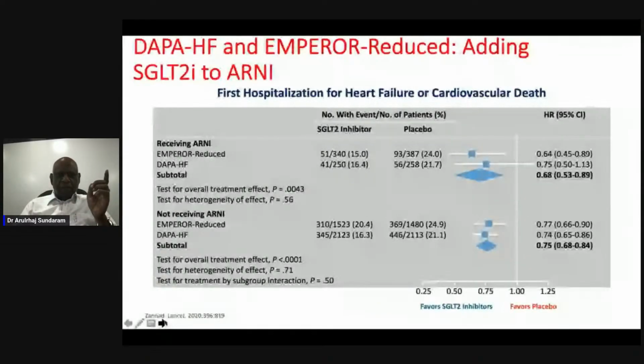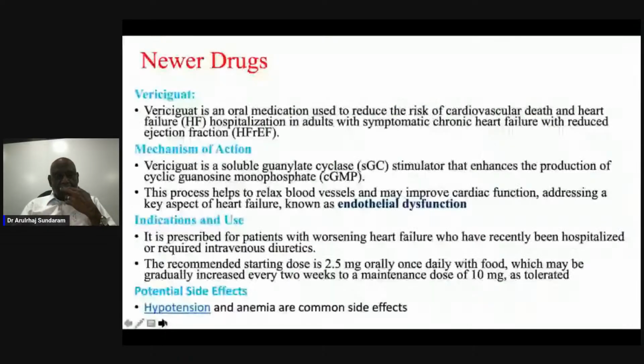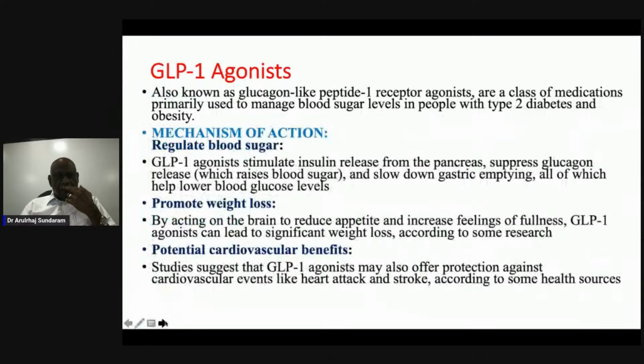Only keep an eye on the blood pressure. There are a few new drugs. One is Vericiguat, which is very important when the EF is low. It has an effect on endothelial dysfunction, with the lowest dose of 2.5 milligram orally, which can be uptitrated up to 10 milligram. Hypotension and anemia are important complications.